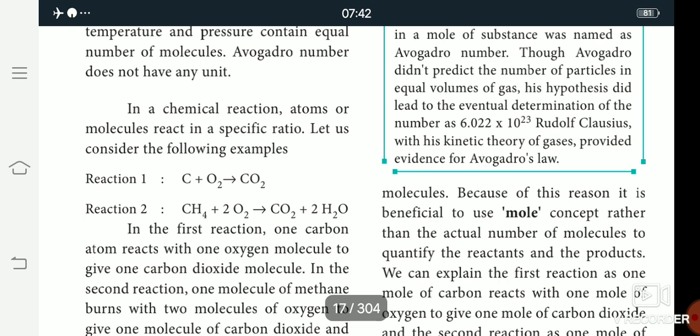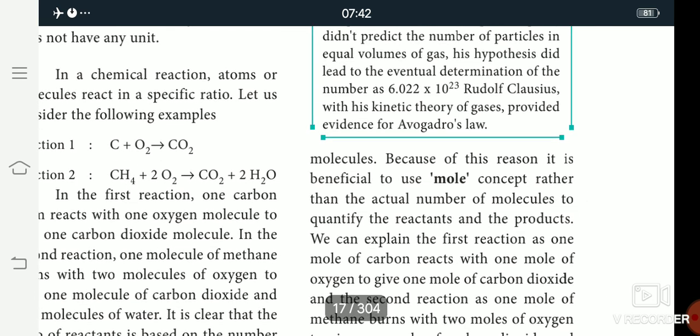Next, the mole concept. In the mole concept, 1 carbon reacts with 1 oxygen, so 1 mole of carbon reacts with 1 mole of oxygen to give the product, 1 mole of carbon dioxide.